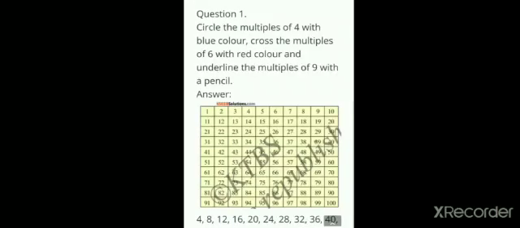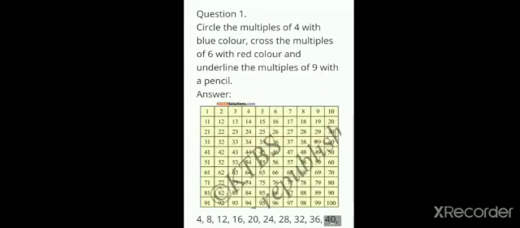In the last class, we were discussing factors and multiples. So, let us discuss some of the problems under factors and multiples. The first question is, circle the multiples of 4 with blue color, cross the multiples of 6 with red color, and underline the multiples of 9 with a pencil.